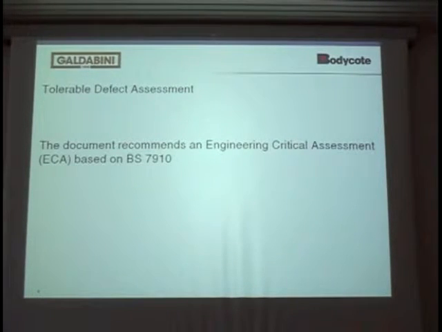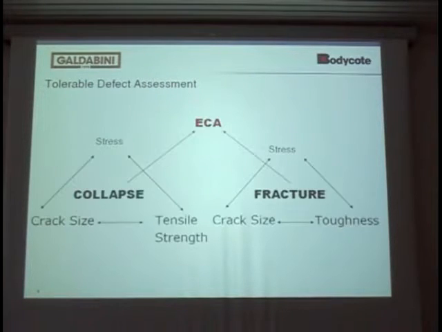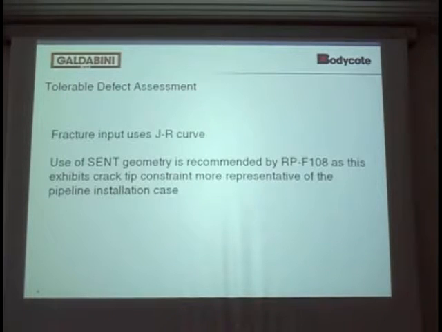Recommended practice F108 is based on engineering critical assessments performed to BS 7910, which I expect most of you are familiar with. This is a fairly traditional two-criteria approach where the possibility of failure is considered both from a plastic collapse and from a fracture perspective. And again, as indicated by Professor Ernst earlier, the JR curve, which is the input for the fracture part of the assessment, is based on the SENT sample.